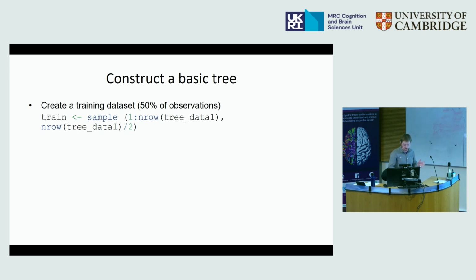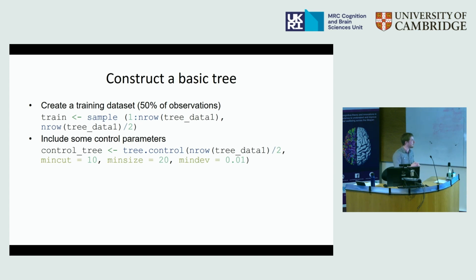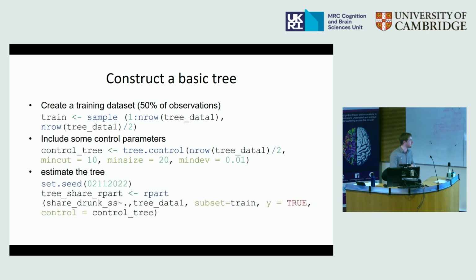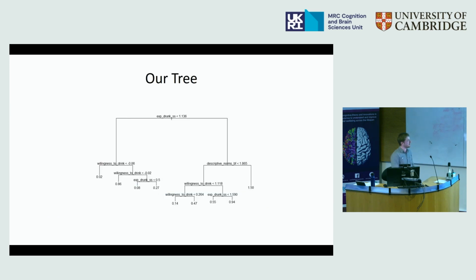So you do it in two parts. We just made a 50-50 split, and then you include some control parameters for your tree, for example the minimum cut size. We'll see later specifically what cuts are and what the minimum size means, and then you can estimate the tree. We estimate the tree with a function called rpart, short for the method of recursive partitioning. You can think of recursive partitioning as some kind of dendrogram.